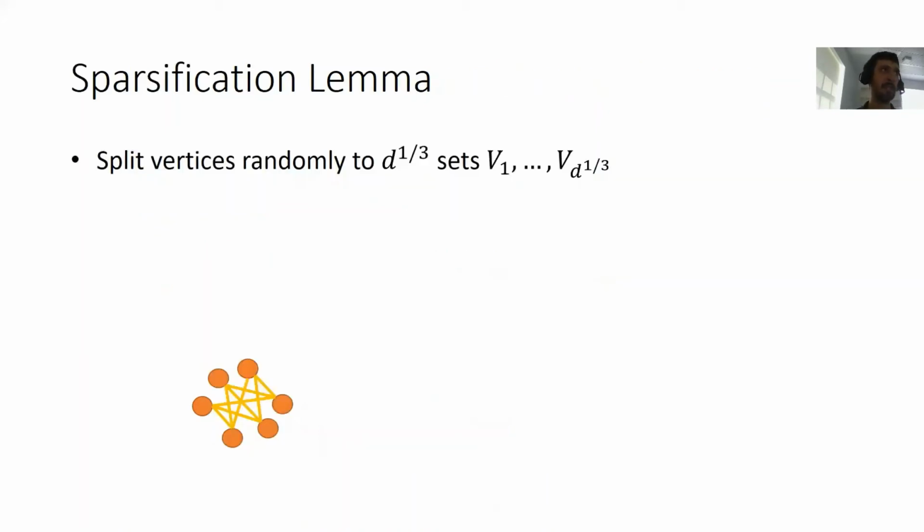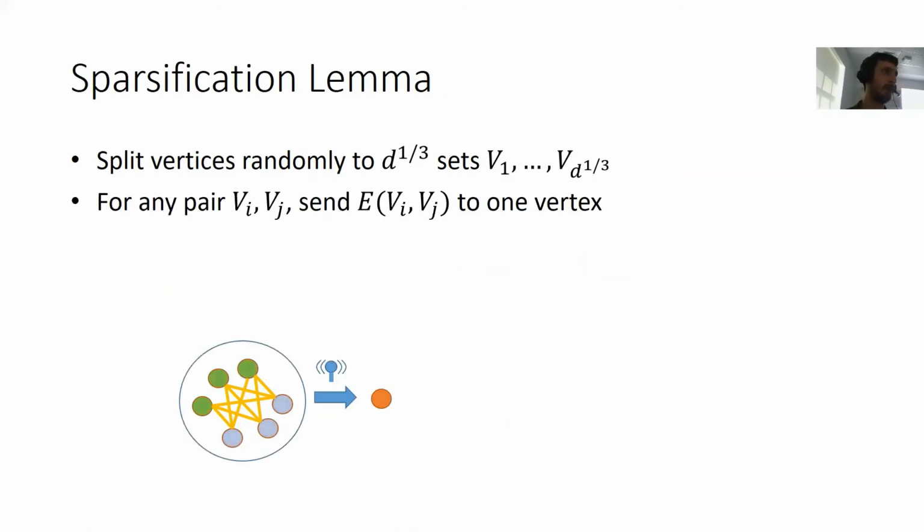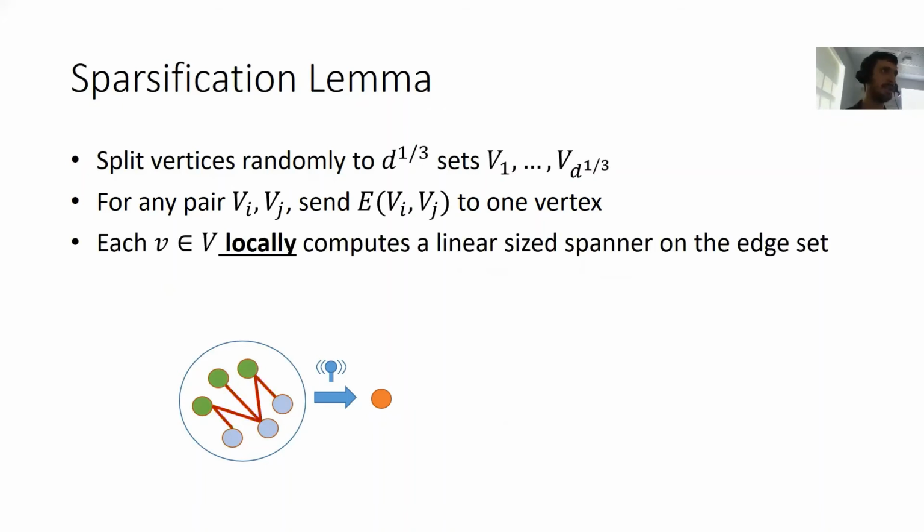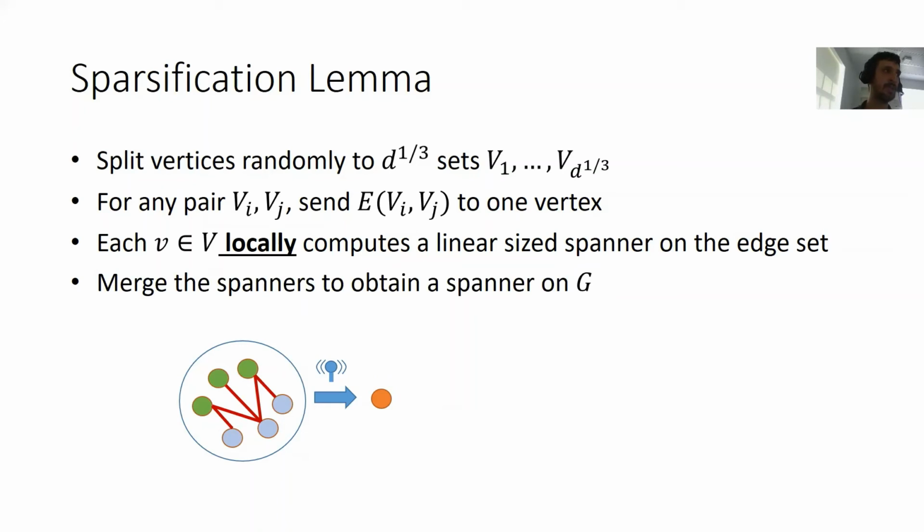So how does the sparsification lemma work? First, we split the vertices randomly to d to the 1/3 sets, uniformly at random, v1 up to v to the d to the 1/3. Next, for any pair of sets vi, vj, we send the edges between these two sets to a unique vertex. Then each such vertex locally computes a linear size spanner on the edge set it received. And finally, we merge the spanners together to obtain a spanner on G.